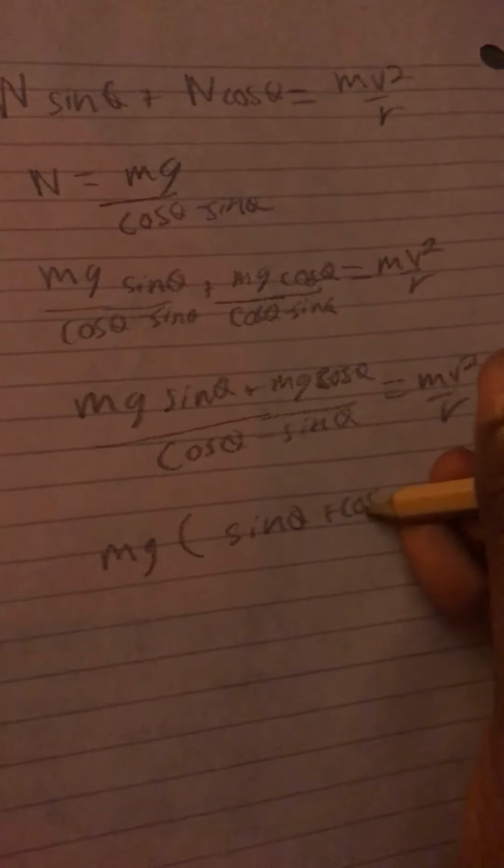And also we see here that mg can be factored out in the numerator, so we could just do that. So sine theta plus cosine theta. And then what we could do is multiply by r over m on both sides. You could multiply by r then divide by m, but we can make things a little bit faster if we do r over m on both sides.